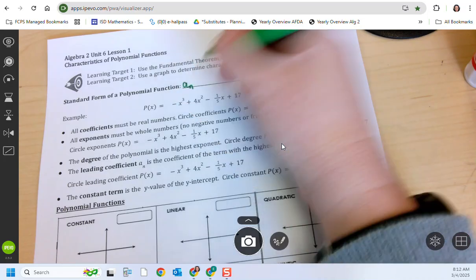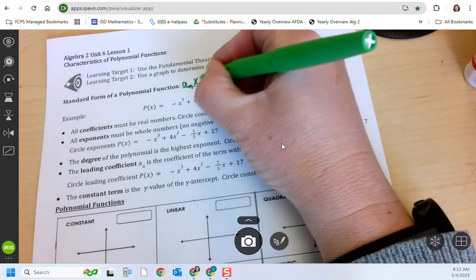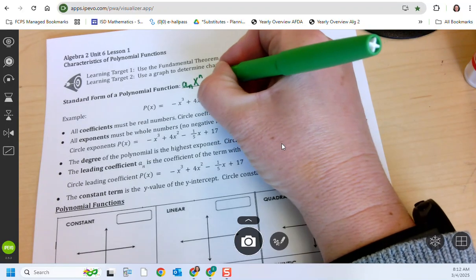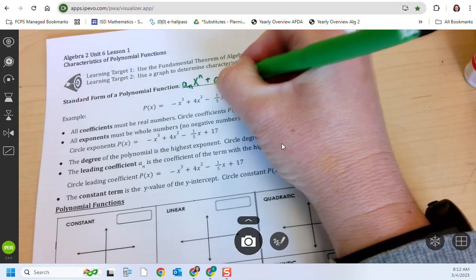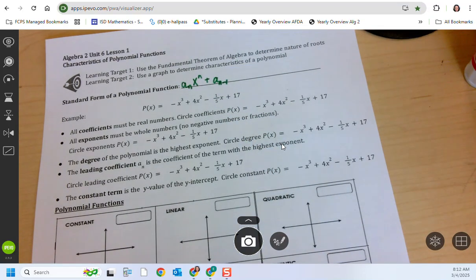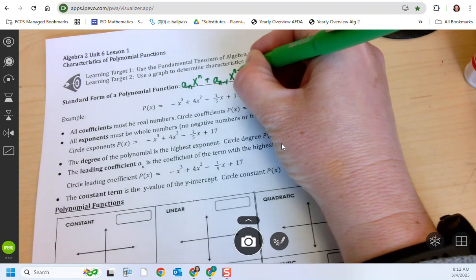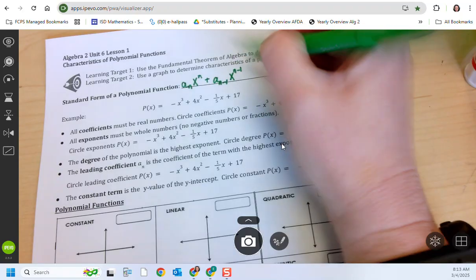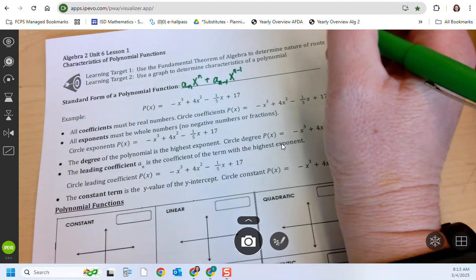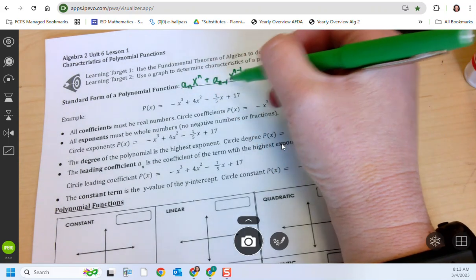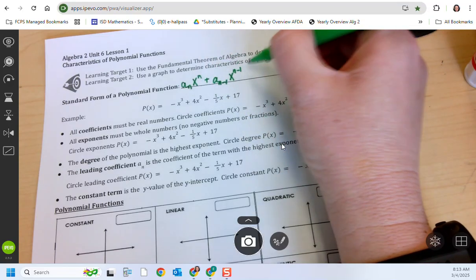So a sub n is going to be a constant number. It's the coefficient of x to the n. Plus, this is going to be our next constant number, a sub n minus 1, and then x to the n minus 1. So you'll notice that the exponent is losing a degree each time. This a sub n and a sub n minus 1, they don't necessarily have to go down 1 each time. Notice the coefficients here, they're not going down 1 each time, but the exponents will go down 1 each time.